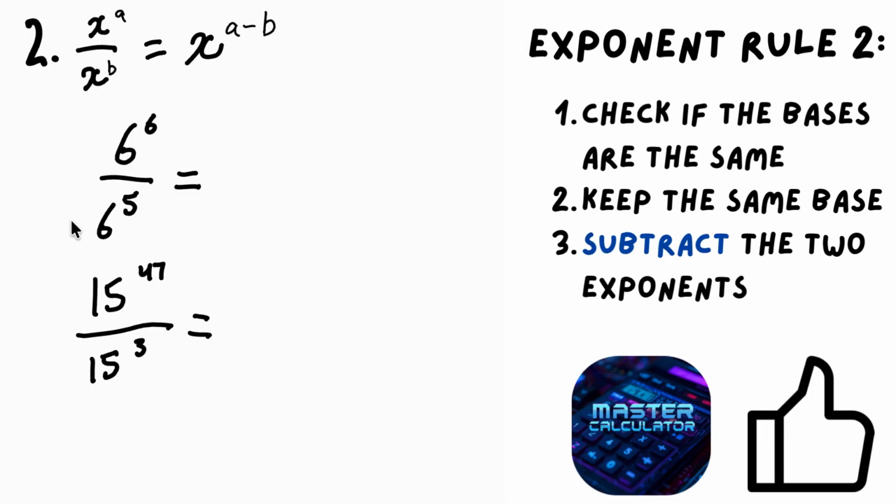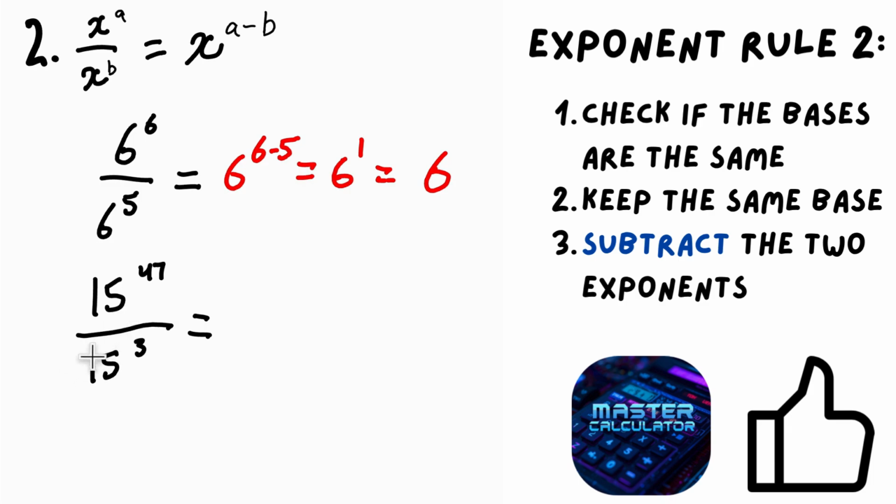Okay, now let's move to the second rule. The second rule is that x to the power of a divided by x to the power of b is the same as x to the power of a minus b. So let's take a look at a few examples. 6 to the 6th divided by 6 to the power of 5 is equal to 6 to the power of 6 minus 5, which is equal to 6 to the power of 1. And we can just rewrite that as 6. So the answer to this question is just 6.